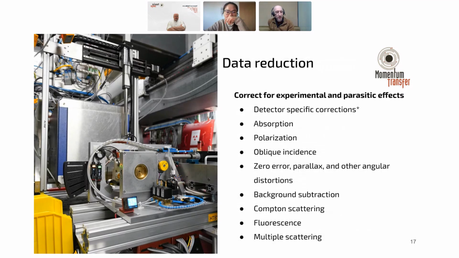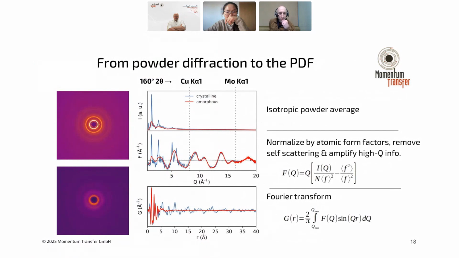Okay. And then there's a lot of other considerations that have to be made to get rid of all of the additional systematic effects from the measurement geometry and parasitic scattering contributions that don't contain any of the coherent scattering information that we're interested in. So this is everything from proper correction of the detector geometry, of absorption, polarization, all the way to getting rid of background scattering and removing Compton scattering, fluorescence, multiple scattering, and these kinds of things that are inherent in the scattering process itself. Okay, and so we're still collecting an X-ray powder diffraction pattern.